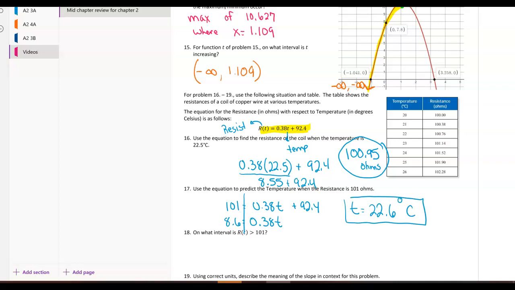Okay, so the next question they want to know is, on what interval is the resistance? So the resistance formula is this.